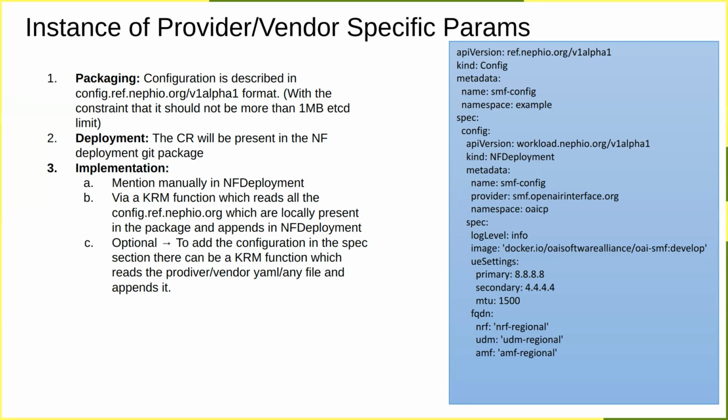And once we leave it in the package, we can either manually mention it inside the NF deployment CR, or we can have, let's say, a KRM function which reads all such config refs which are there, and then automatically appends them into the NF deployment CR, and it can be like a pipeline in the Kptfile. So that was one approach for handling provider or vendor specific parameters.